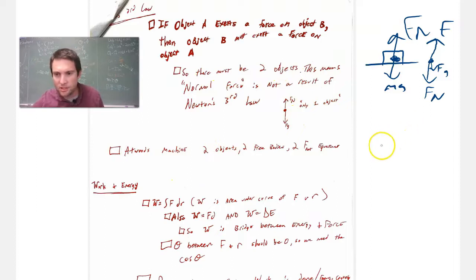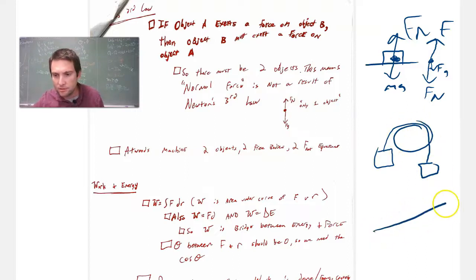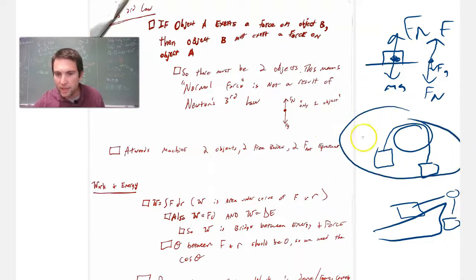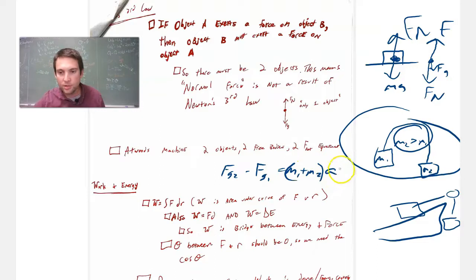Atwood's machine. Atwood's machine is the mass and the pulley. Or you could have a modified Atwood's machine where it's looking like this, and you got a pulley up here, and then you got a block over here and a block hanging off. You can treat these as a system, and you can do the stuff that makes it go minus the stuff that holds it back. For example, if this is M1 and this is M2, and M2 is bigger than M1, then the stuff that makes it go will be the weight of M2 minus the weight of M1 equals mass 1 plus mass 2, the mass of the entire system, times your acceleration.